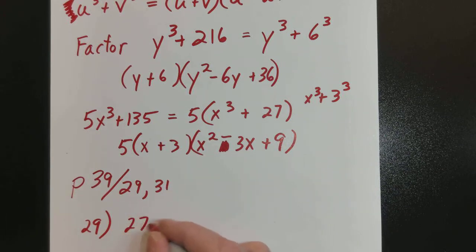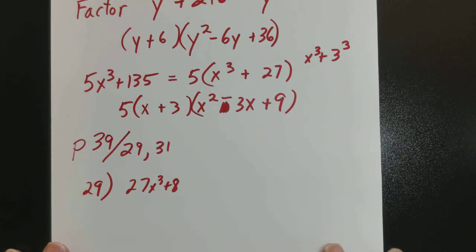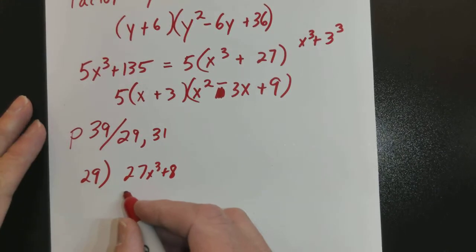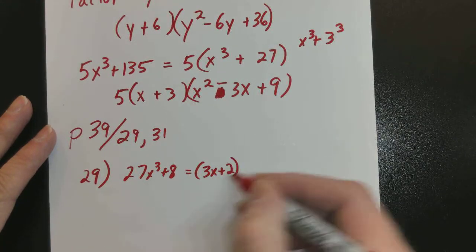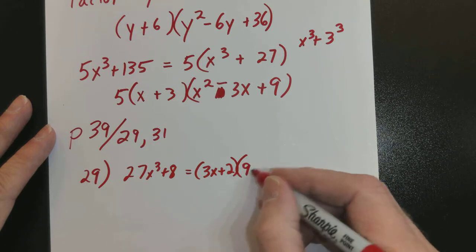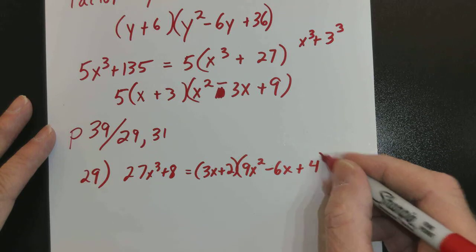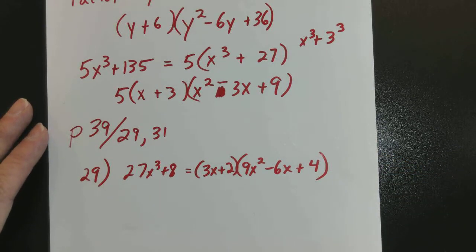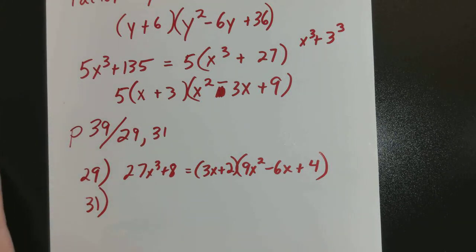This one's 27x cubed plus 8. Is that correct? Okay. Someone want to share the factoring of that? Mackenzie. 3x plus 3, times 9x squared minus 6x plus 4. Good. Nice. All right. Very good. 31.